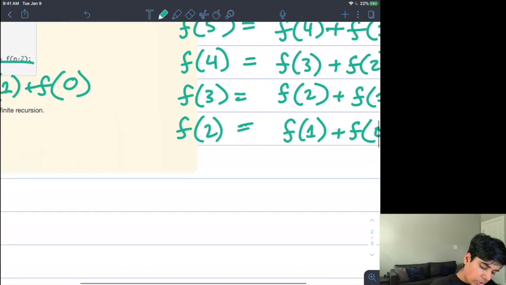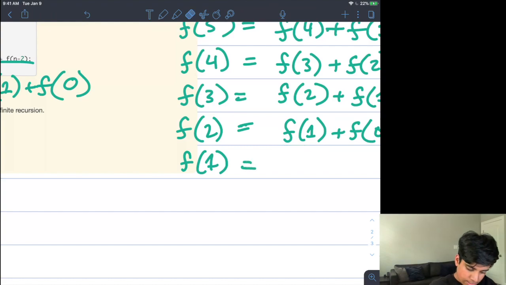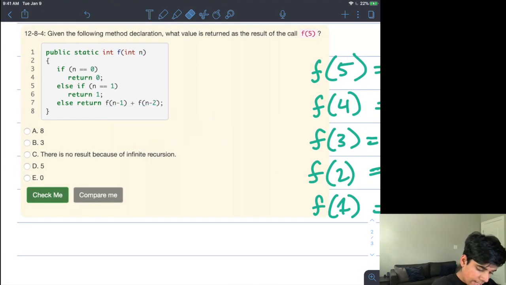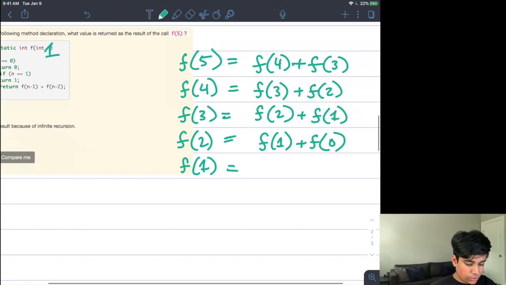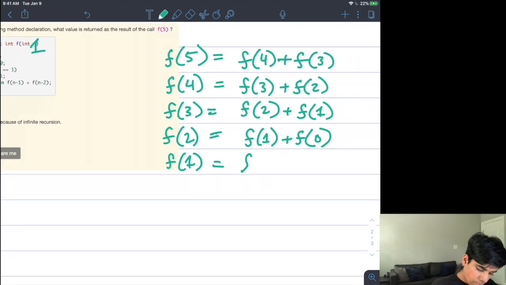Now we can call f1 right over here, because that is the next one. We put 1 as our parameter. Is 1 equal to 0? No, so we skip over it. Is 1 equal to 1? Yes, 1 is equal to 1. So because 1 is equal to 1, we return 1 as the result. So this is going to be equal to 1.